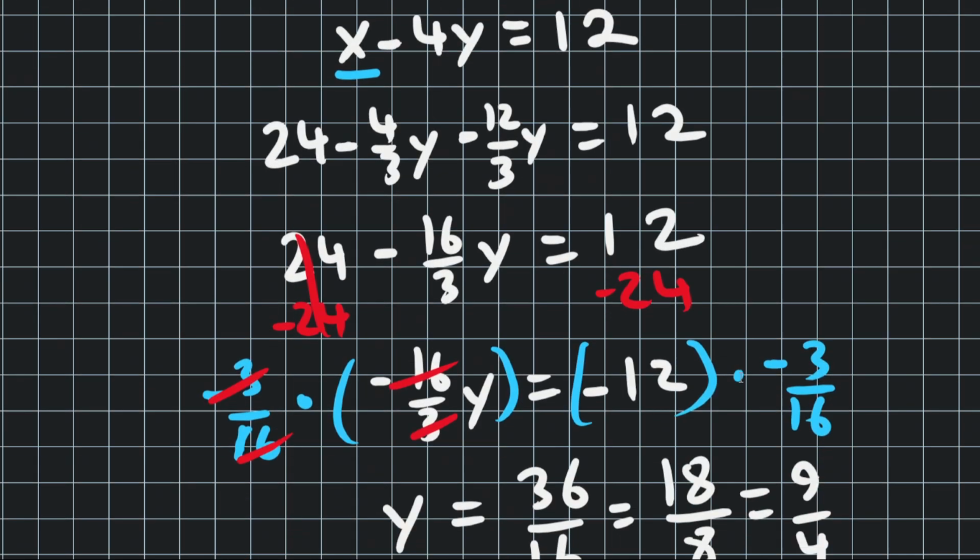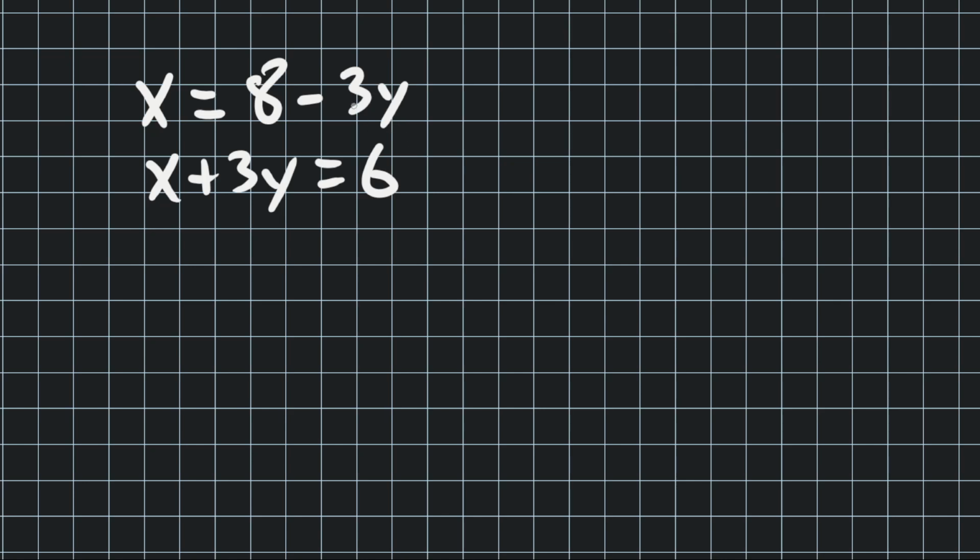And what I want to do is just go through a couple more examples. Sometimes you'll come across linear equations that actually don't have solutions. Not every system of equations will have solutions. So for example, if we had x equals 8 minus 3y and x plus 3y equals 6, and then we were asked to solve this system of equations.